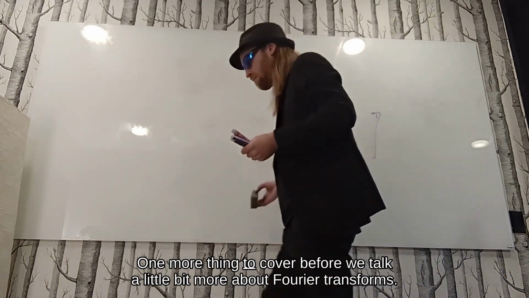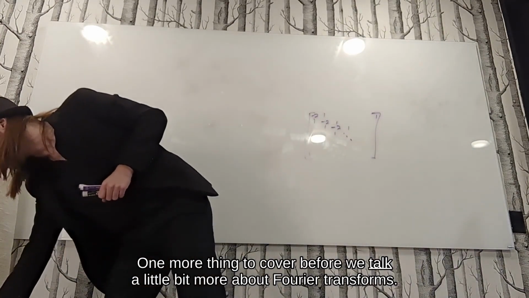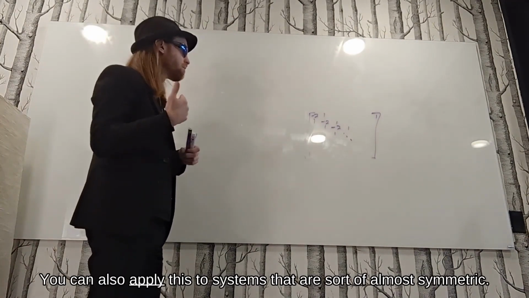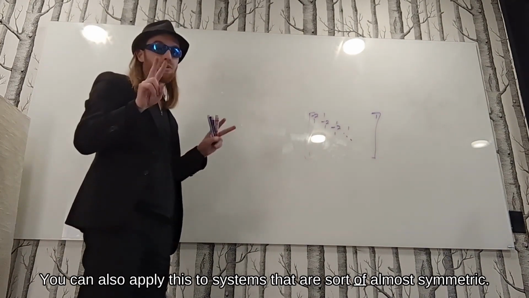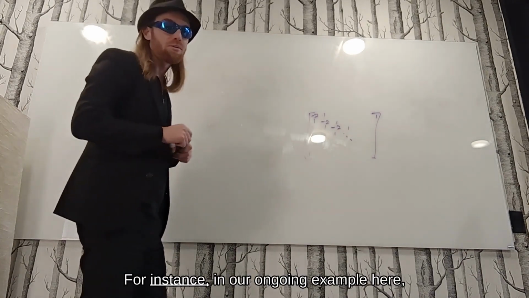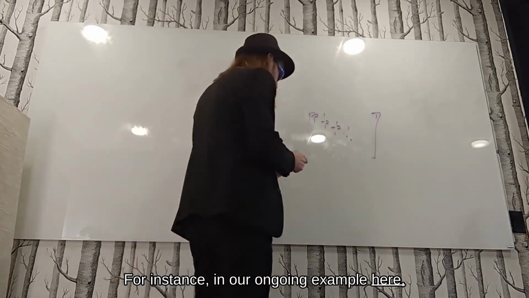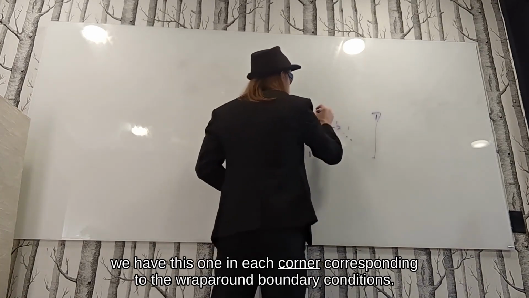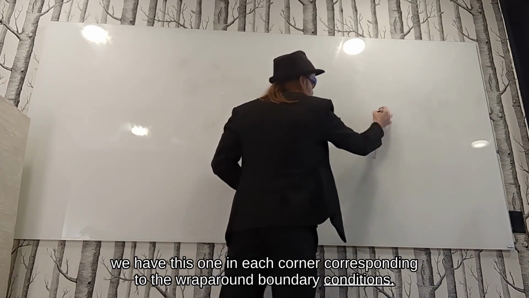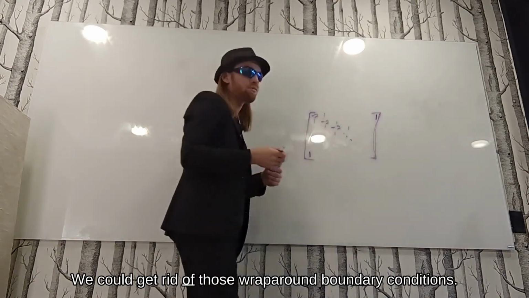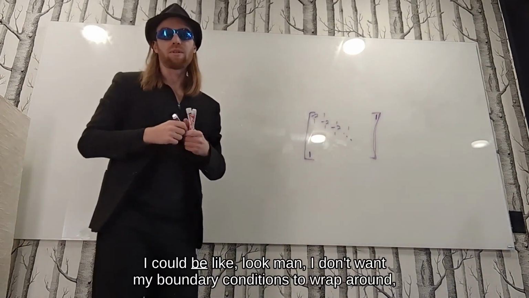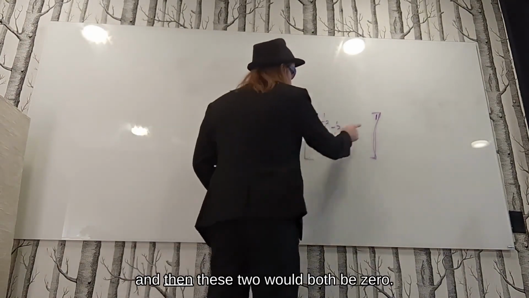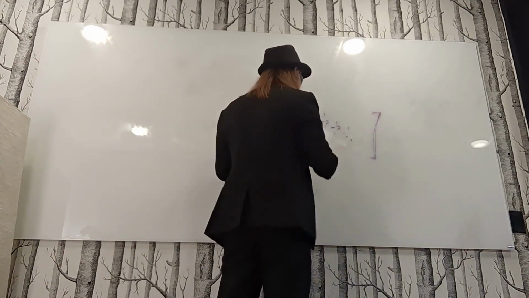One more thing to cover before we talk a little bit more about Fourier transforms. You can also apply this to systems that are almost symmetric. So, for instance, in our ongoing example here, we have this 1 in each corner corresponding to the wraparound boundary conditions. But we could get rid of those wraparound boundary conditions. I could be like, look, I don't want my boundary conditions to wrap around. And then these two would both be 0.